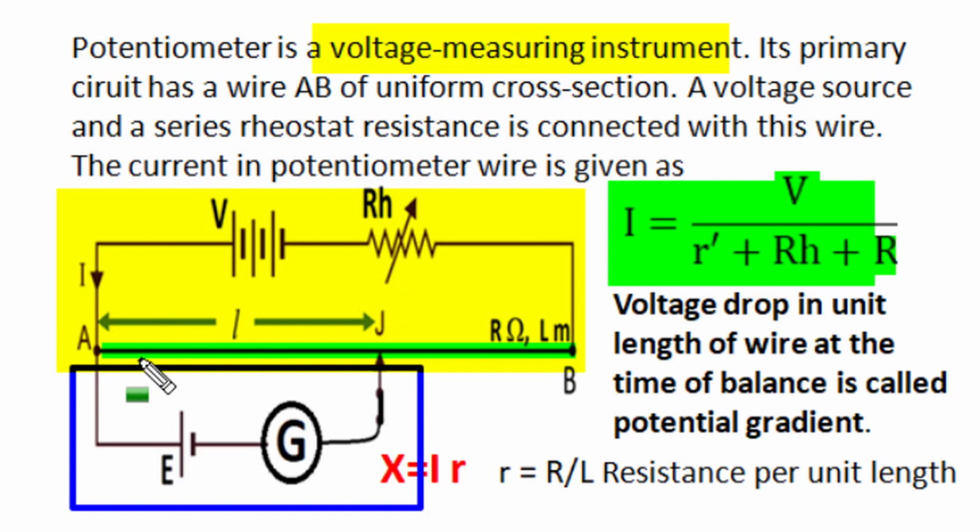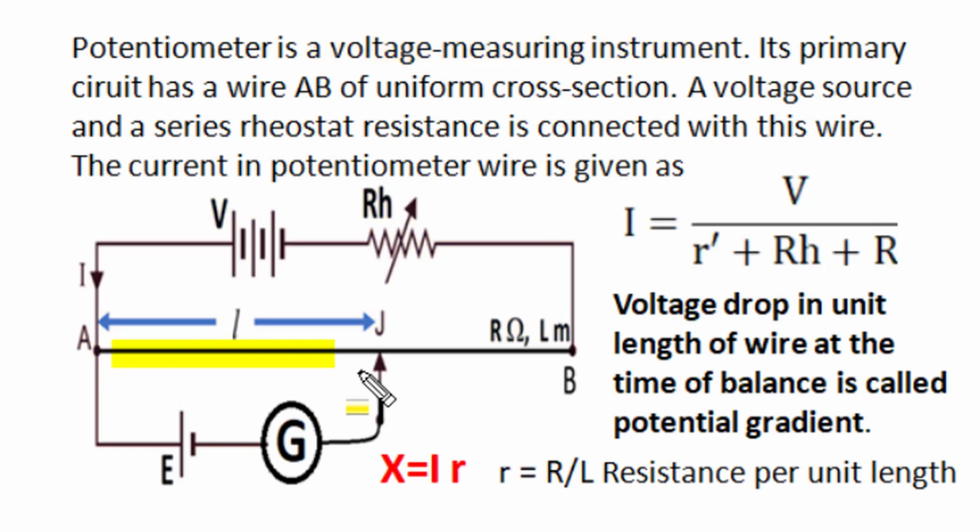Now flow of current in the wire resistance produces voltage, and L length of wire has R ohm resistance. So resistance per unit length is R by L ohm per meter, denoted by small r. All through the wire length, every unit length has a small voltage drop across it, and this is denoted by small x and known as potential gradient.